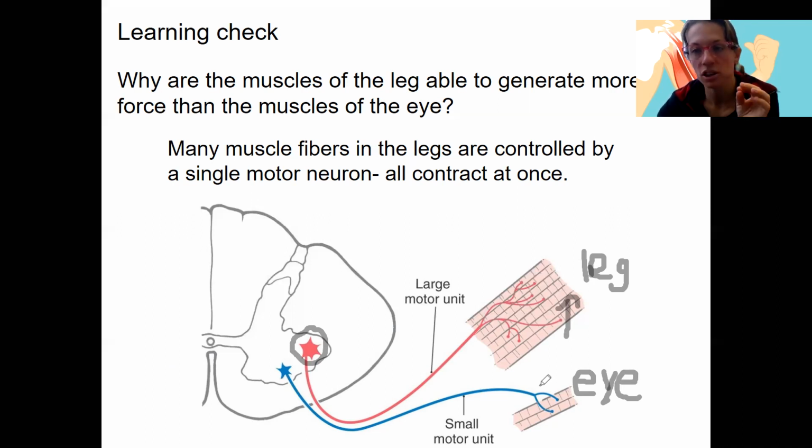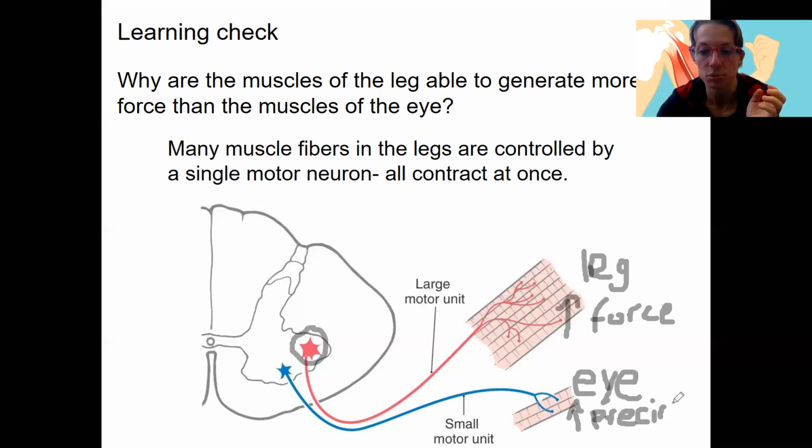You also have more precision over movement, right? So this is going to be increased force, and this is going to be increased precision. And so you may be able to predict some other parts of your body that have differences in force generation versus precision. Facial muscles, hands versus like your back, those big muscles whose job is to just produce force.